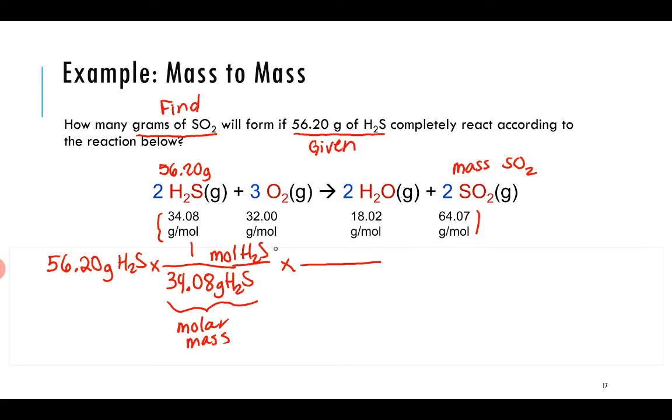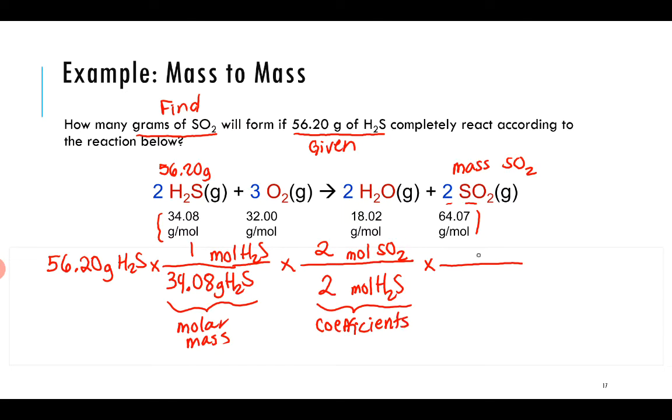Now I need to cross out my moles of H2S, and I need to obtain my moles of the other substance. So my other substance was moles of SO2. The coefficient for H2S is a 2. The coefficient for SO2 is also a 2. So these are the coefficients. And then I need to cancel out my moles of SO2, and I need to get into grams of SO2.